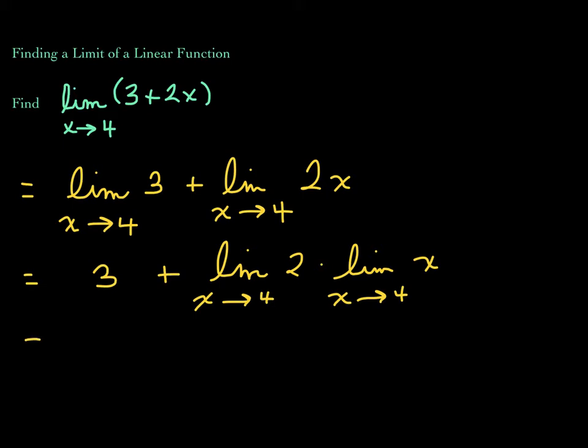So now I have 3 plus 2 times 4. And when you evaluate all of this, 2 times 4 is 8, plus 3 is 11. So this is the answer: the limit of this linear function as x approaches 4 is 11. If you were to graph this line and look closely as x values approach 4 from the left and from the right, you should see that your function values are approaching 11. That was fun.